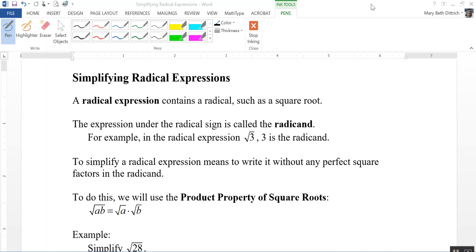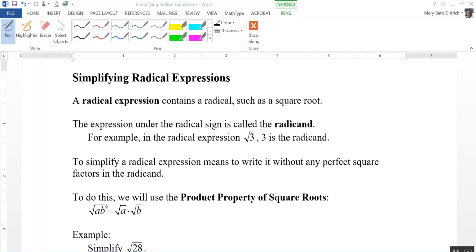This video is on simplifying radical expressions. A radical expression contains a radical, such as a square root. The expression under the radical sign is called the radicand. For example, in the radical expression square root of 3, 3 is the radicand. To simplify a radical expression means to write it without any perfect square factors in the radicand.